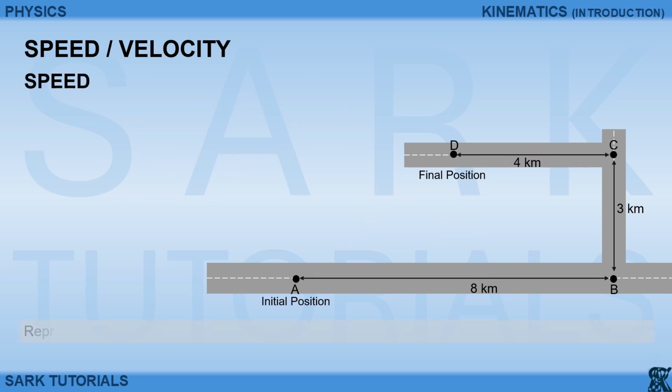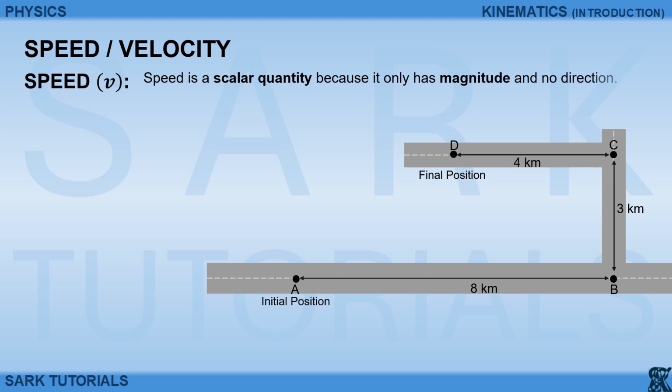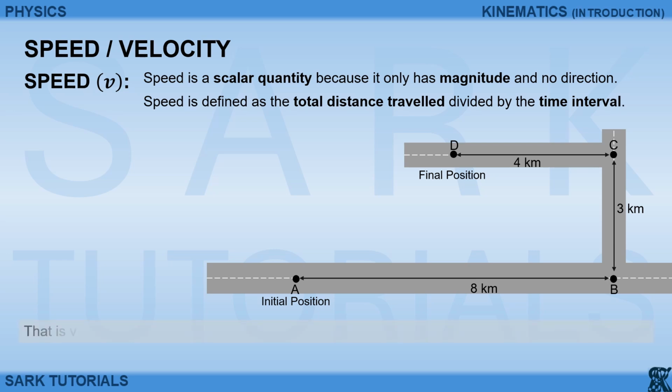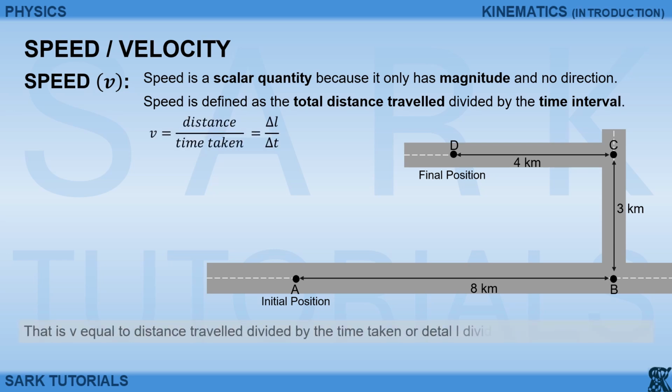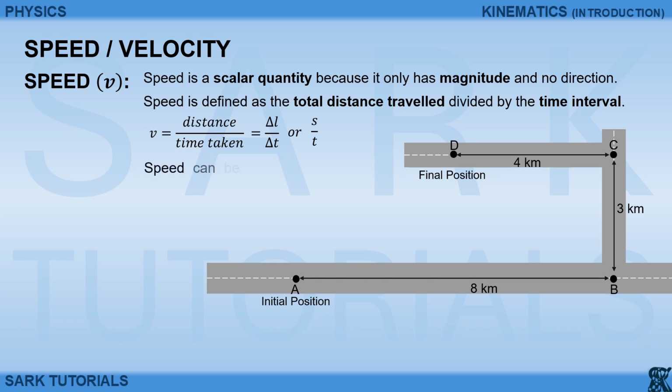Speed, represented by the symbol v. Speed measures how fast an object is moving without any reference to the direction. Speed is a scalar quantity because it only has magnitude and no direction. Speed is defined as the total distance traveled divided by the time interval. That is, v is equal to distance traveled divided by the time taken, or delta L divided by delta t. Speed can be 0 or positive but never negative.